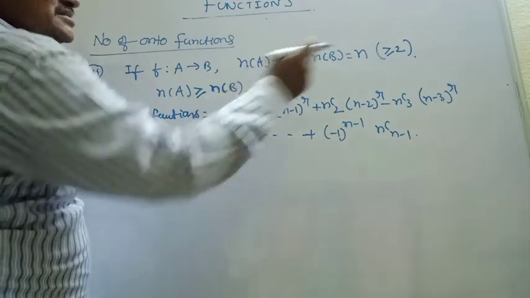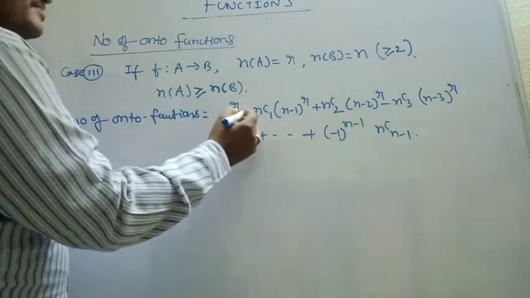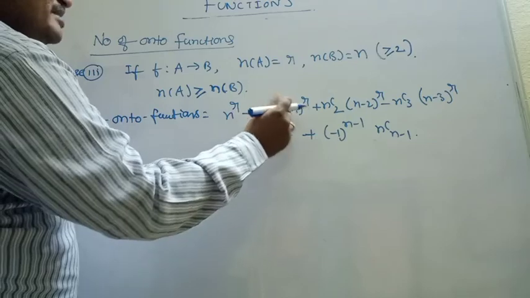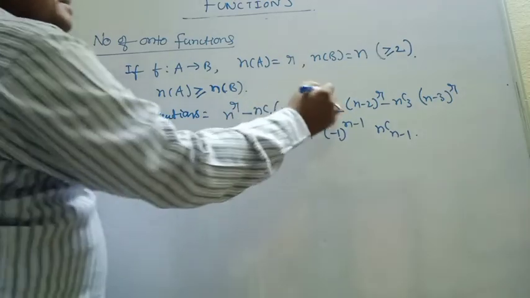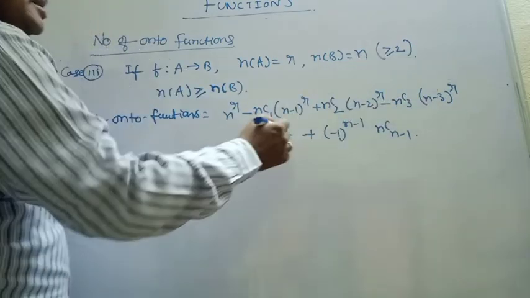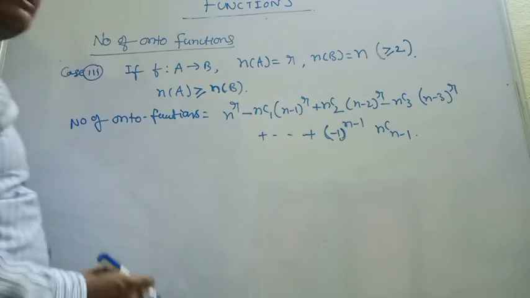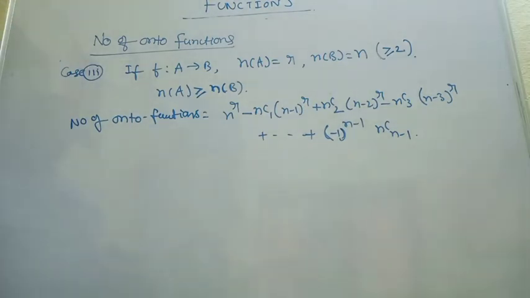n is the number of elements in the codomain, and r is the number of elements in the domain. The number of onto functions is n^r minus nC1 into (n minus 1)^r plus nC2 into (n minus 2)^r minus nC3 into (n minus 3)^r, and so on, up to (minus 1)^(n minus 1) into nC(n minus 1). This is the thing we have here.